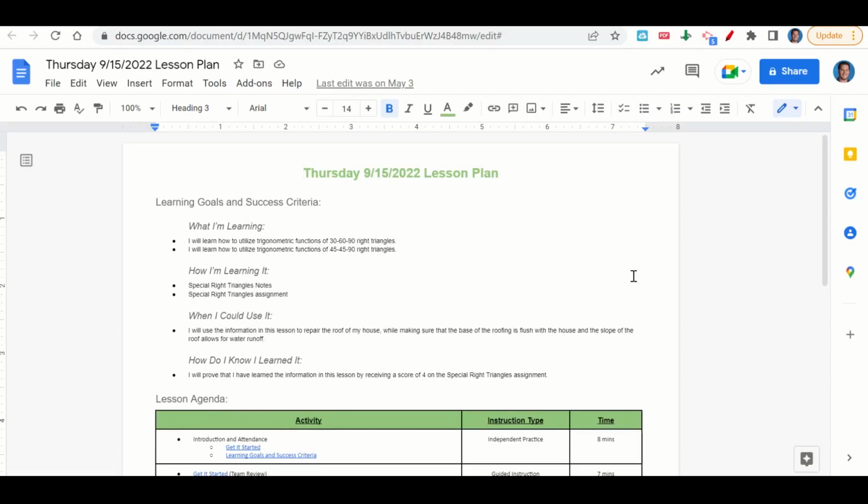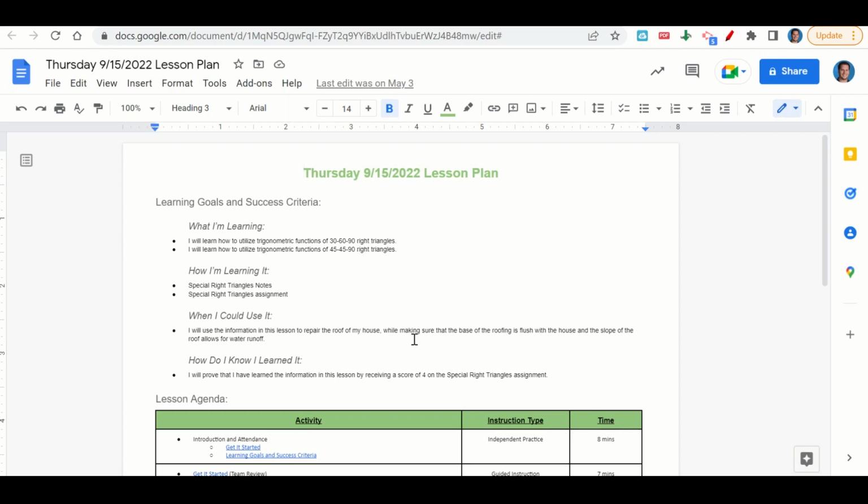Welcome everyone. Let's begin our lesson for today by going over our learning goals and success criteria. First, what are we learning? We're learning how to utilize trigonometric functions of 30, 60, 90 right triangles and how to utilize trigonometric functions of 45, 45, 90 triangles. How are we learning it? Through the special right triangles notes and the special right triangles assignment.